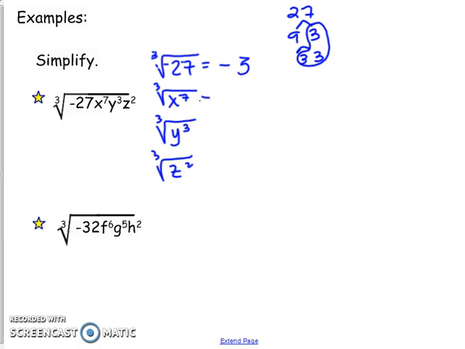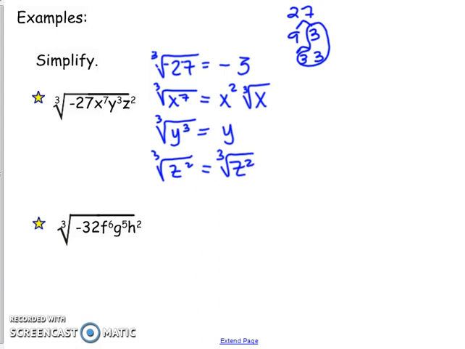With the cubed root of x to the 7th, 7 is not a multiple of 3, so 6 is. So 6 divided by 3 is going to be x squared, and then we have a cubed root of x left over. 3 is a multiple of 3, so this is just going to be y. And then the cubed root of z squared. Since 2 is not greater than or equal to 3, it's going to stay exactly the same.